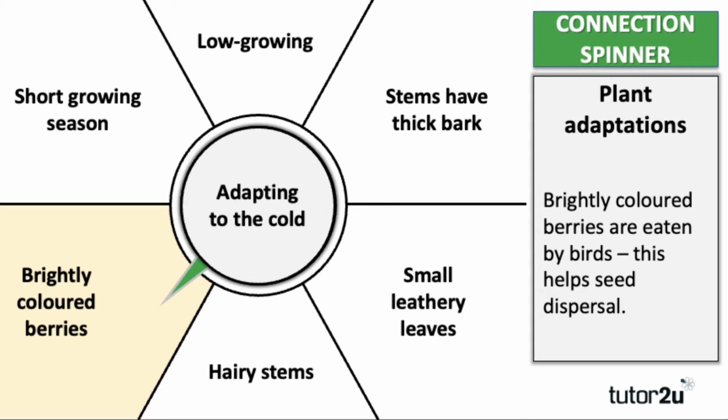Let's have a think about some of the others. We've got plants that have seeds that scatter in the wind. That's quite an important thing. We've got leaves that are thin and waxy that help reduce transpiration, and they're darker to absorb energy from the sun. Plants have a short growing season and life cycle, which is really important because as soon as conditions are right, they can spring into life. The stems have a thick bark, which protects them from the cold. The hairy stem also protects them from the cold.